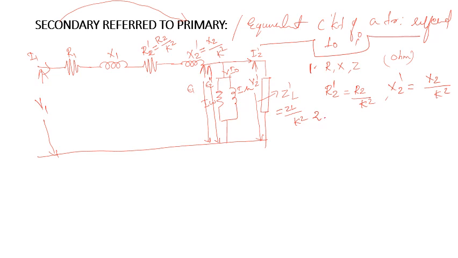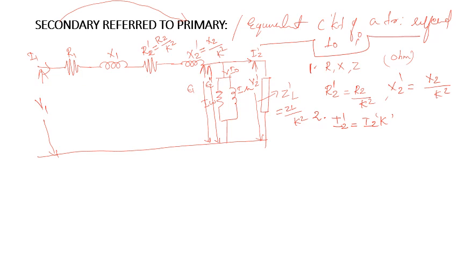Okay, next thing is that we transform the secondary current. I2 is the load current at the secondary side, and if we transfer the secondary current I2 to the primary side, then it will be known as I2 dash. Then I2 dash will be equal to I2 into K. We have to multiply I2 with the K. What is K? K is nothing but the transformation ratio.